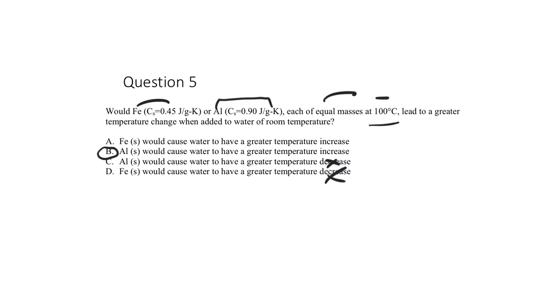Now, there could be some confusion here. Maybe if you're heating up your sample of aluminum and iron, the aluminum sample is going to take longer to heat up, but at some point it gets to 100 degrees. Imagine you put iron into a test tube, you put aluminum into a test tube, and you put those test tubes into a boiling water bath. It might take longer for the aluminum to heat up, but once it gets to 100 degrees, you pour it into the water, it's going to make water go up by more than the iron would.